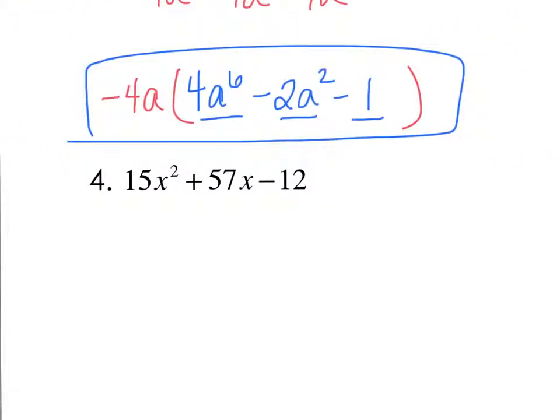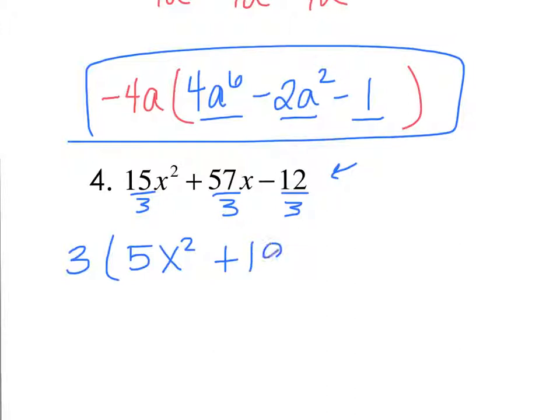Now in number 4, again, we're looking for a greatest common factor, and I think the greatest common factor here is 3. And no x, because the 12 doesn't have an x in it. So I'm going to factor out a 3 and divide everything by 3. So I'm going to be left with 5x squared plus 19x minus 4.